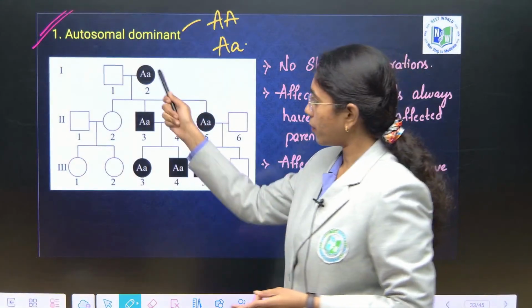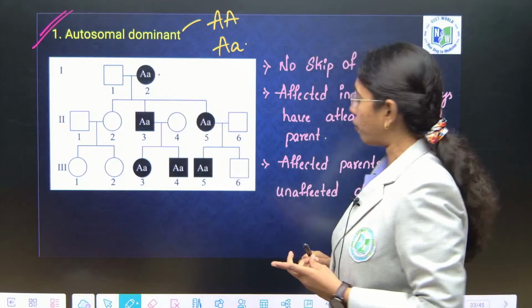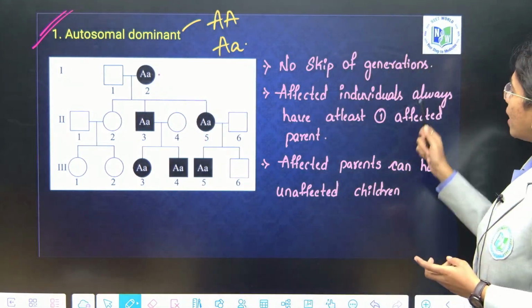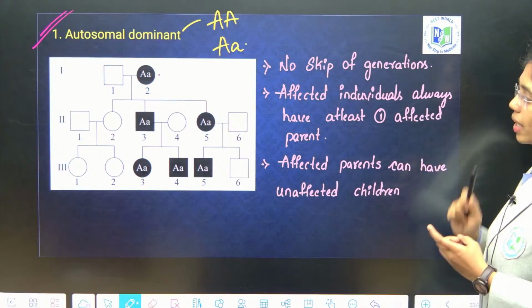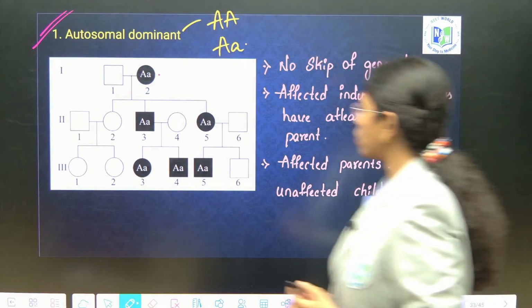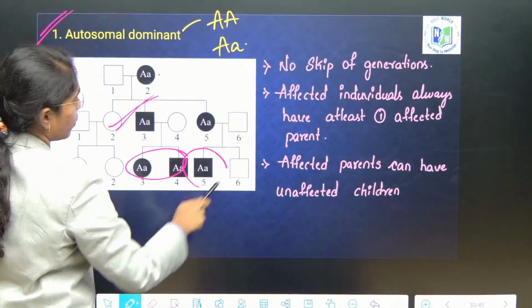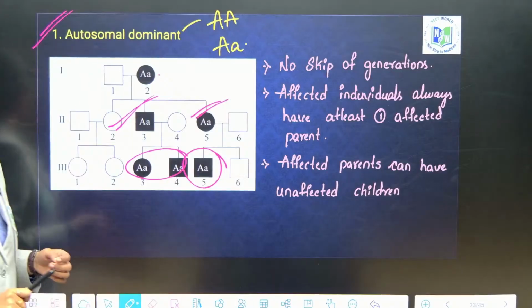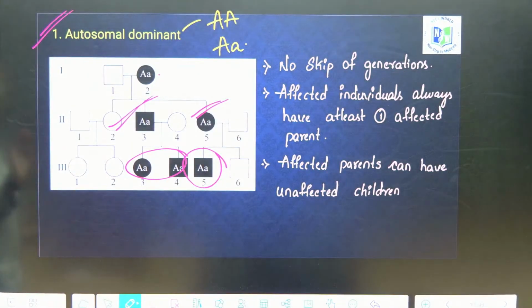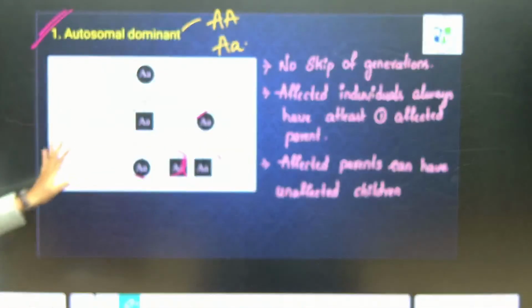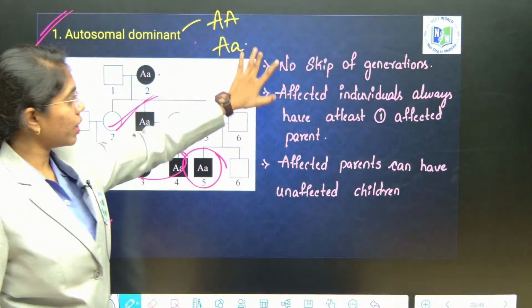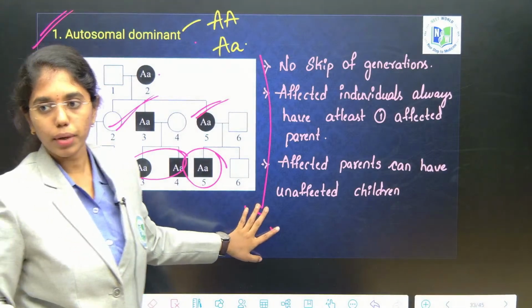In the F1 generation, the affected parents can have unaffected offsprings. Okay, and affected individuals will always have at least one affected parent. Here you see affected individuals with at least one affected parent. Fine, right? These are the key features by which 80% you can confirm that it is autosomal dominant. After confirming, you have to apply the alleles and see. Then it goes correct. Fine. You got the features of how you can identify autosomal dominant. Next.